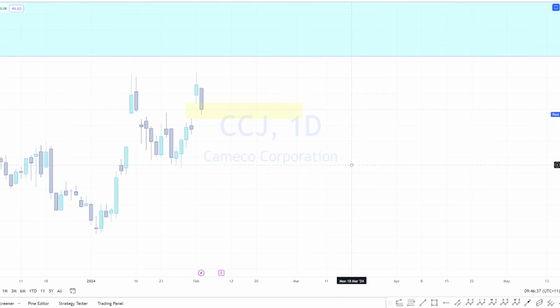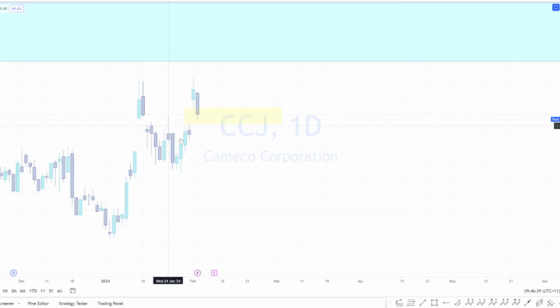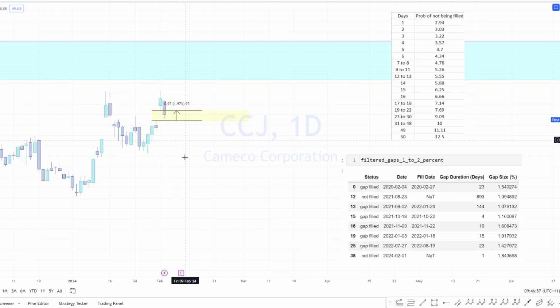So again, irrelevant to long-term investors. This sort of stuff is irrelevant to you. But I'm interested in the nuts and bolts. So let's just think about this gap. Okay, this gap was 1.97%.